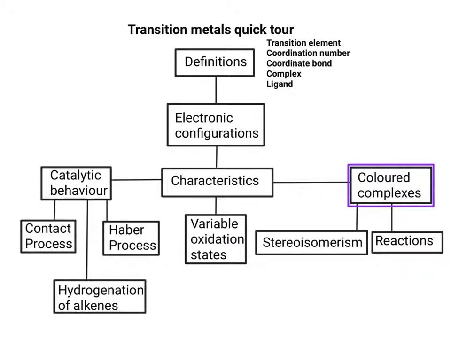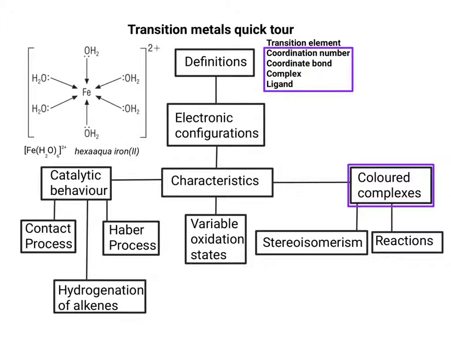Let's now quickly look at coloured complexes. Now this is where we go back to some of our definitions. So let's look at an example of a complex. Most transition metal complexes start with the idea of a central metal ion made of a transition metal, and it's surrounded by up to 6 ligands.